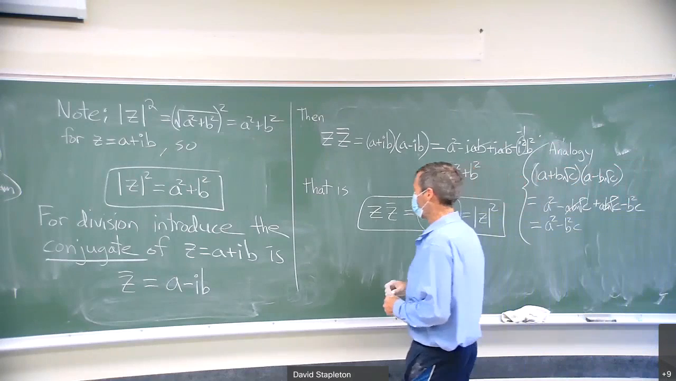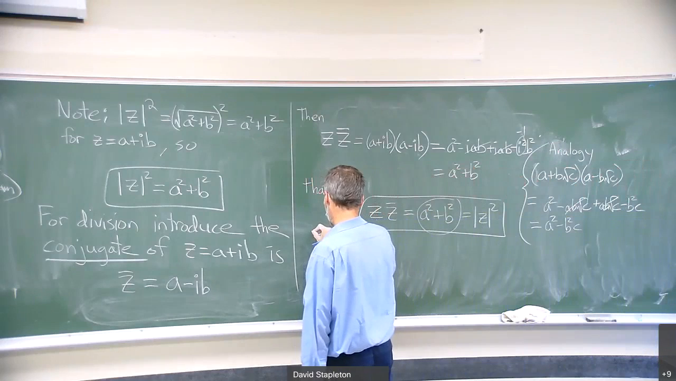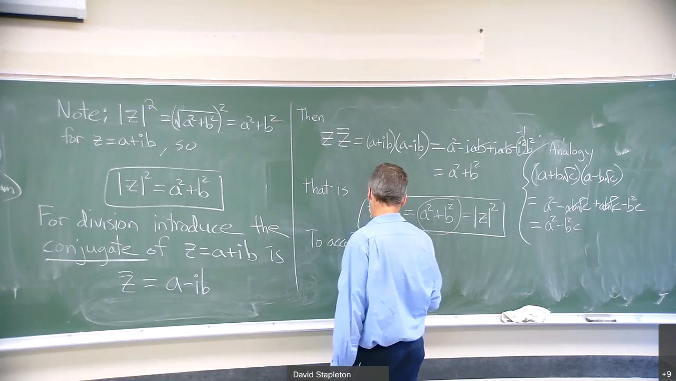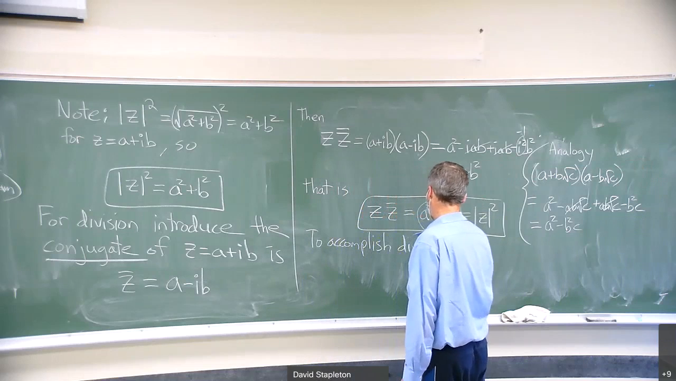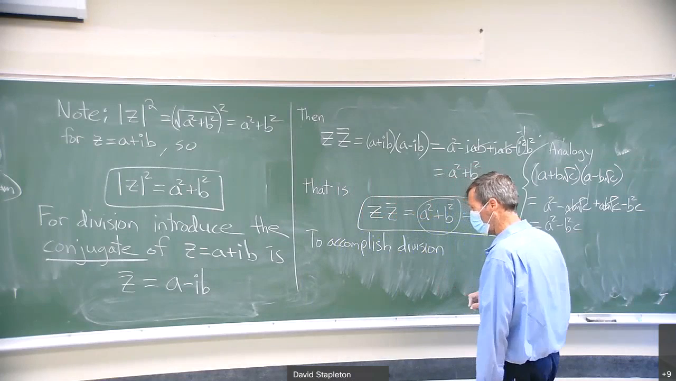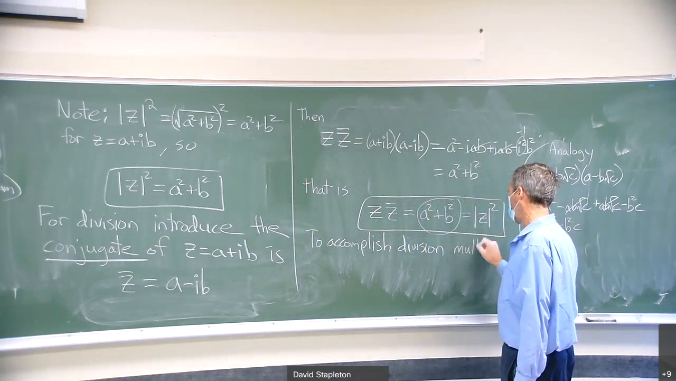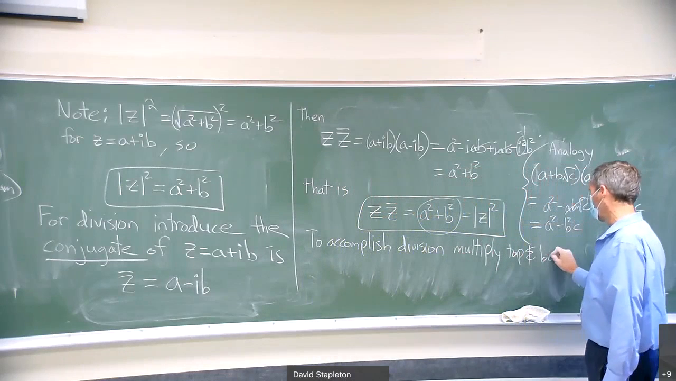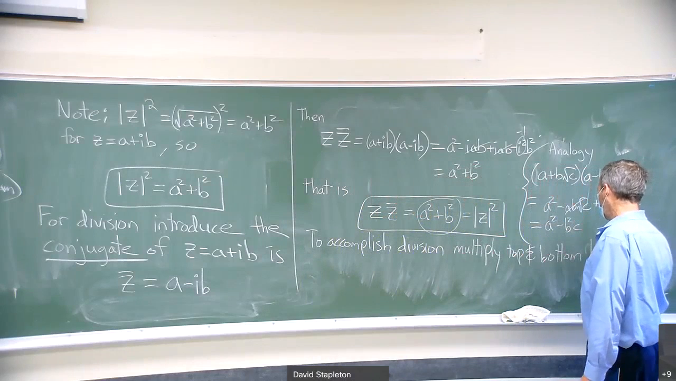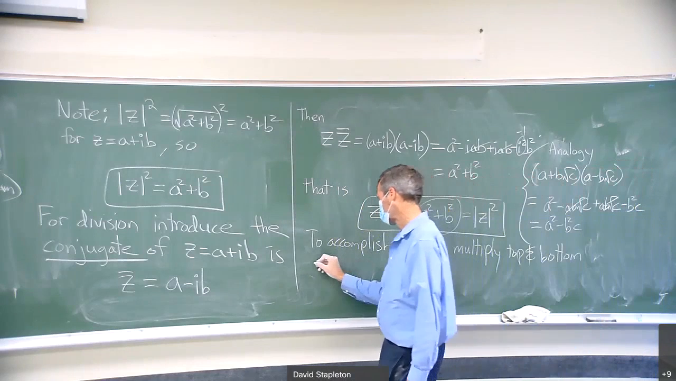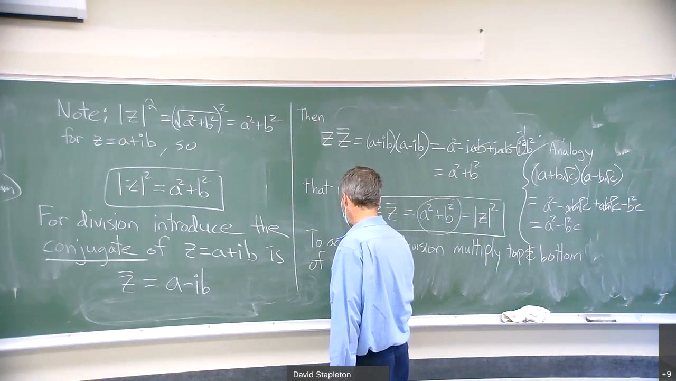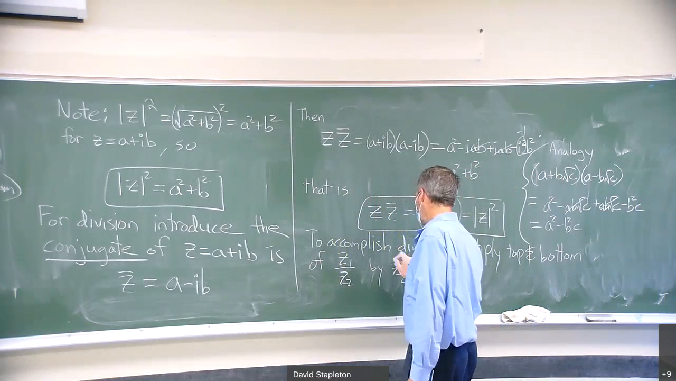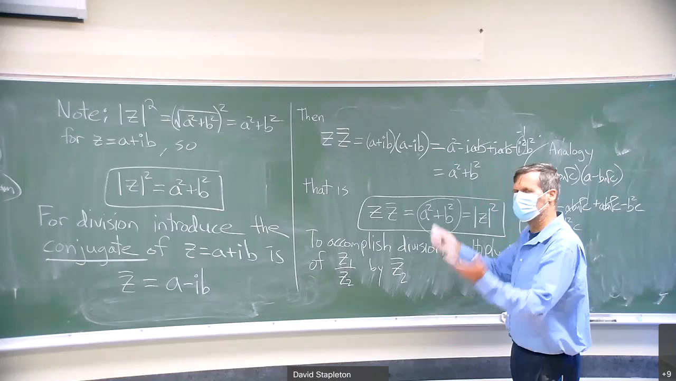All right. Now the division. To accomplish division, you do the following. Just multiply the top and bottom, the numerator and denominator. Those are longer words, so let's say top and bottom. Of z1 over z2, that's the division you're going to do, by the conjugate of the bottom. And then it all just comes out.